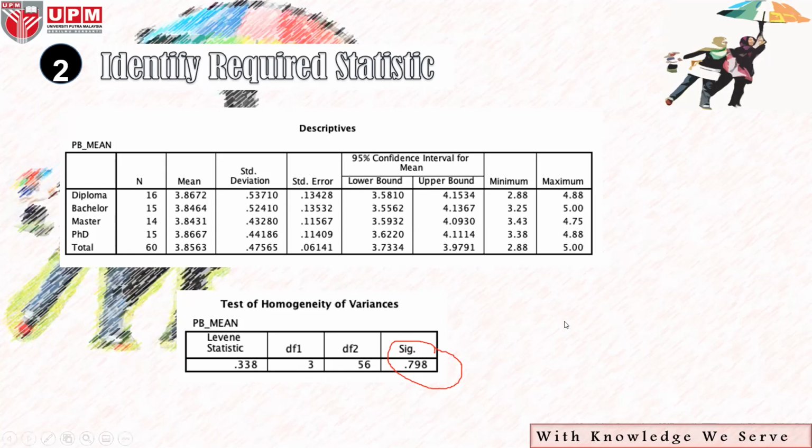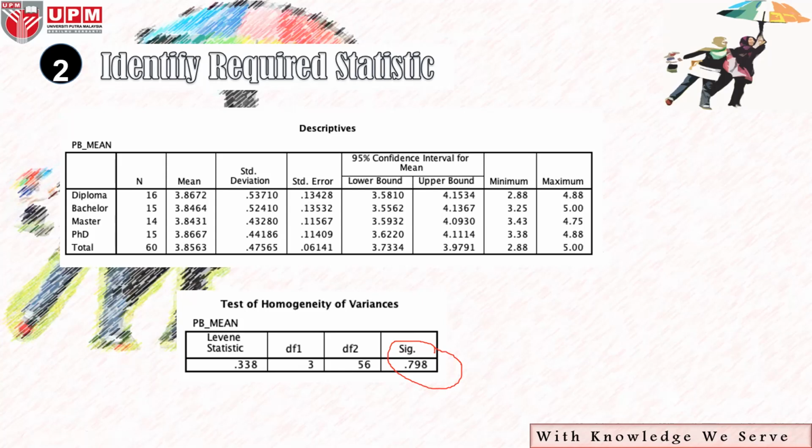Okay, so if the significant value of the Levene test is larger than alpha 0.05, we assume that it met the assumption of homogeneity of variance. If the significant value is lesser than alpha, it does not fulfill the homogeneity of variance.